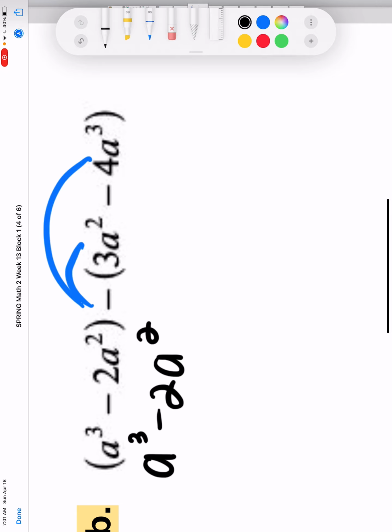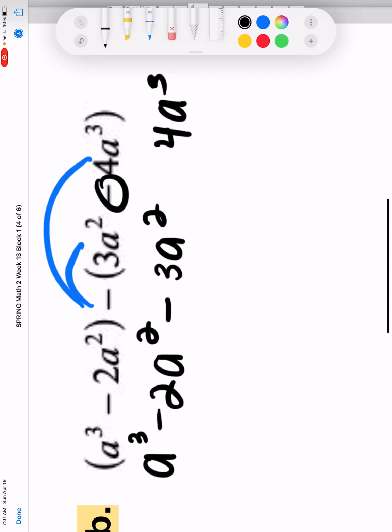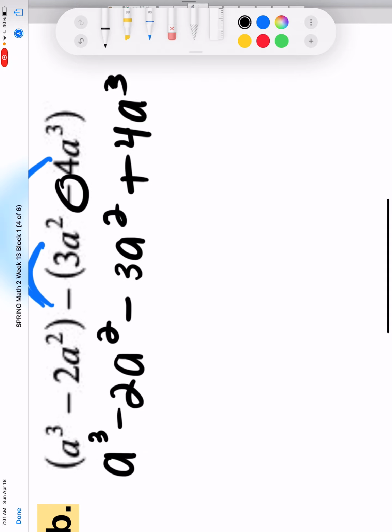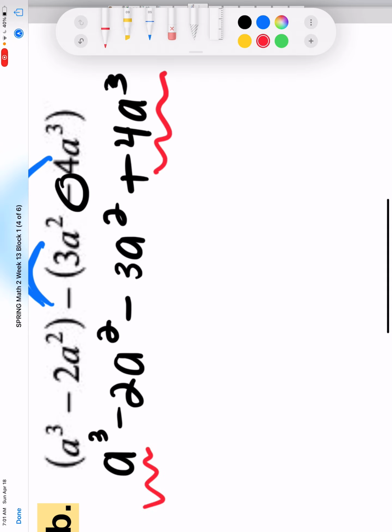When you distribute that negative, it just changes the signs of everything on the inside. So that 3a squared was positive. It now turns into a negative 3a squared. The 4a cubed was negative. It now turns into a positive. So this is what we're left with. You drop your parentheses, look for like terms. So I can combine my cubes together, and then I can combine my squares together.